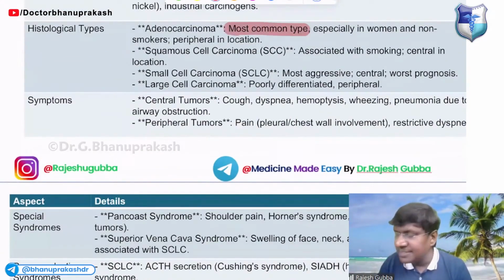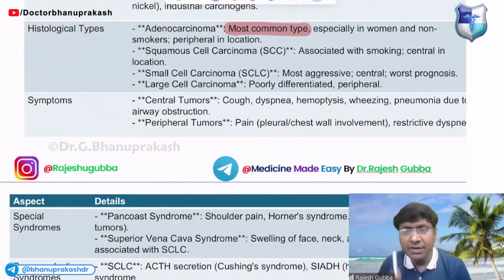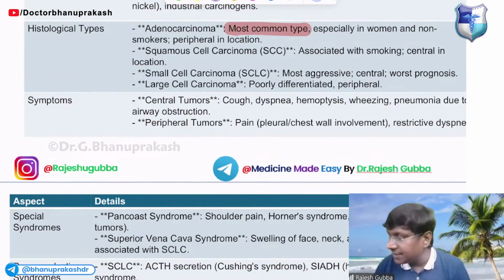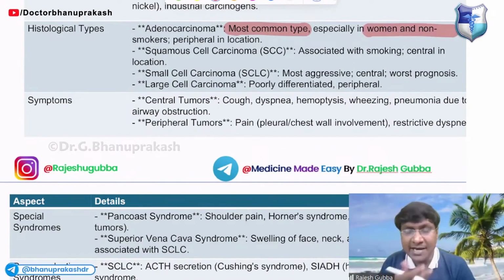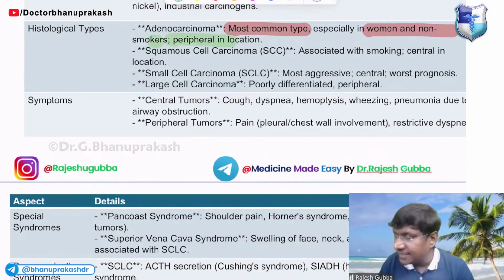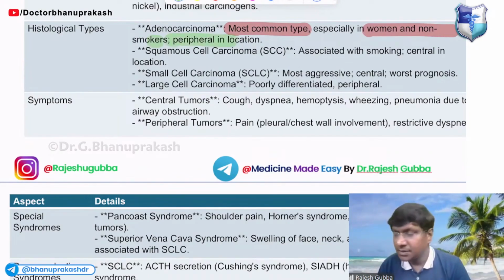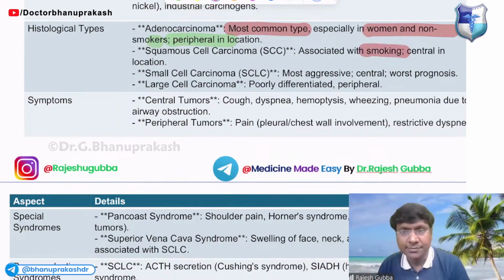So the most common histological type all over the world will be adenocarcinoma. And this adenocarcinoma is commonly observed in women as well as non-smokers. Right? And which part of the lung is affected? That is mainly the peripheral part of the lung. Next important is the squamous cell carcinoma. Squamous cell carcinoma is associated with smoking. And which part of the lung is affected? Central part of the lung is affected in squamous cell carcinoma.